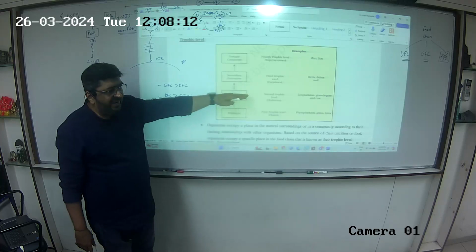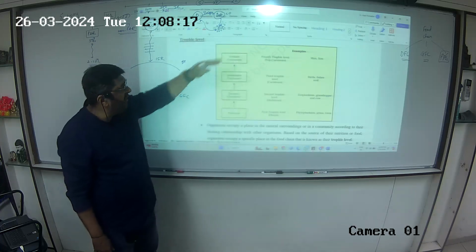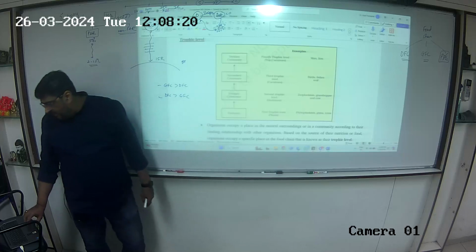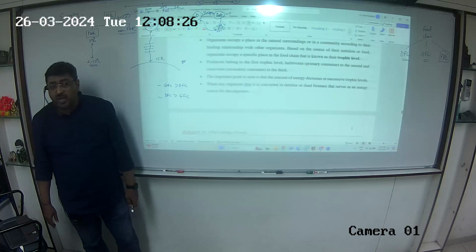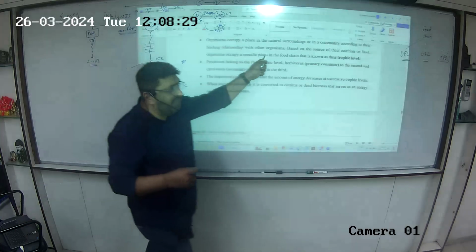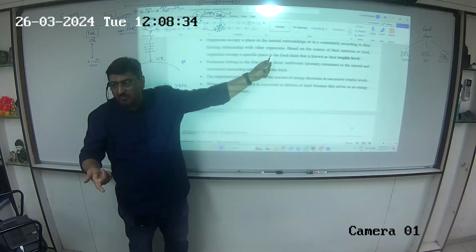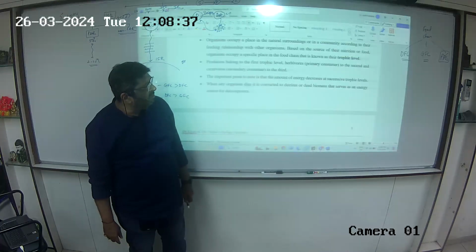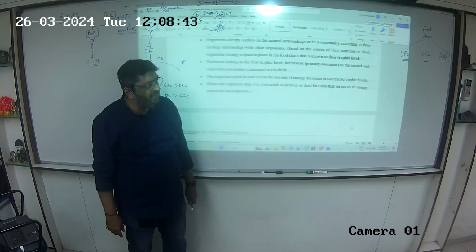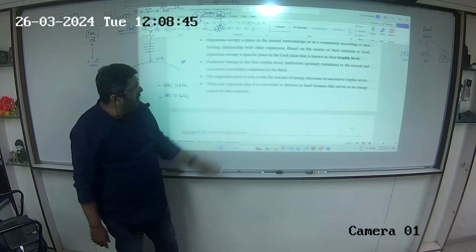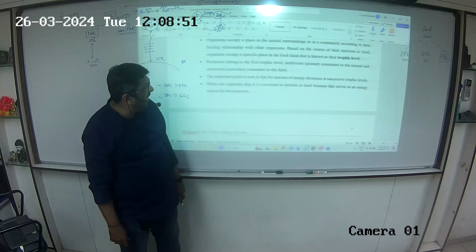So the herbivores are the second trophic level, the carnivores the third trophic level, and the fourth level will be the top. So trophic levels are where organisms occupy a place in the natural surrounding or in a community according to their feeding relationship with other organisms, being eating or being eaten. Based on the source of their nutrition or food, organisms occupy a specific place in the food chain, that is their trophic level, nourishment level. Producers belong to the first trophic level, herbivores to the second, carnivores to the third and so on.